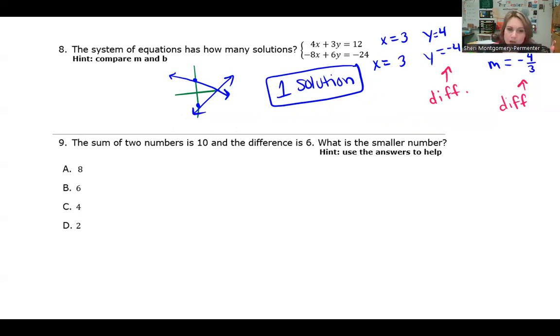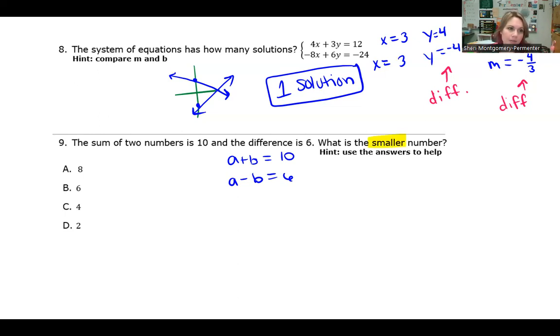So it says the sum of two numbers. Well, we've got two numbers. We can call them whatever we want to. They could be A and B. So when we add them up, they're going to equal 10. When we subtract them, they're going to equal 6. So the question is asking us for the smaller number.